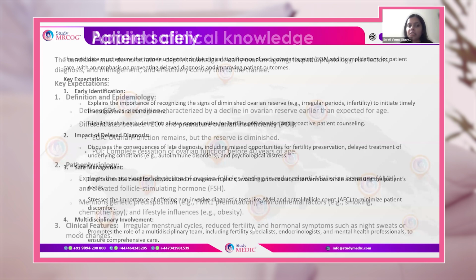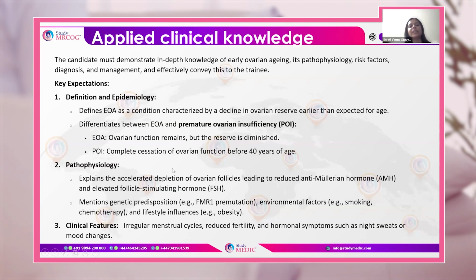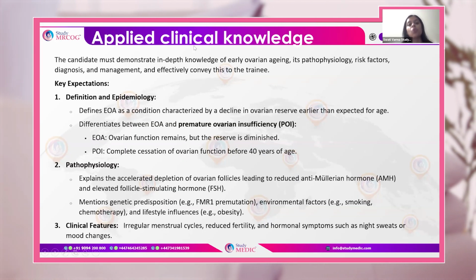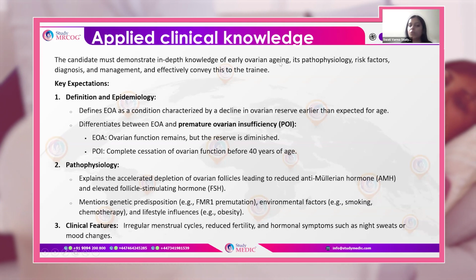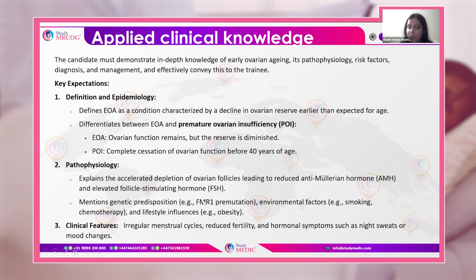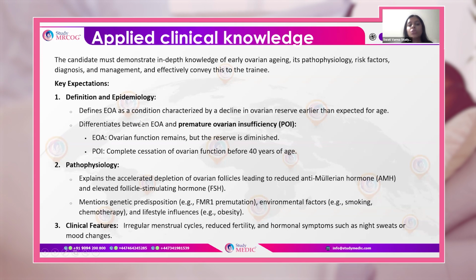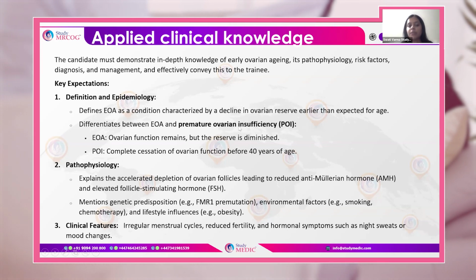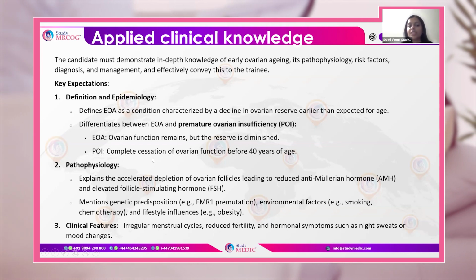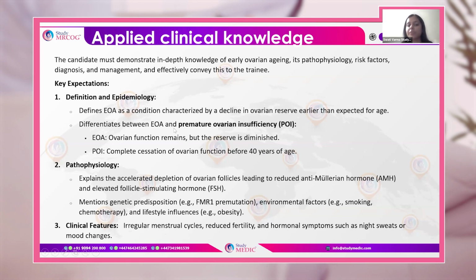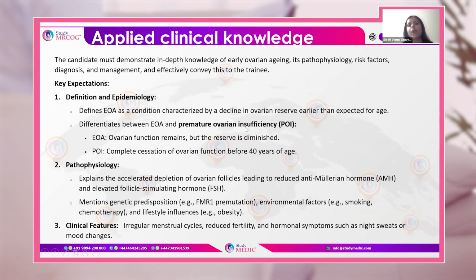Then comes applied clinical knowledge. In applied clinical knowledge, they will mainly test how much in-depth knowledge you have got of early ovarian aging and its various aspects. You should know the definition of early ovarian aging. You should know how to differentiate early ovarian aging from POI.